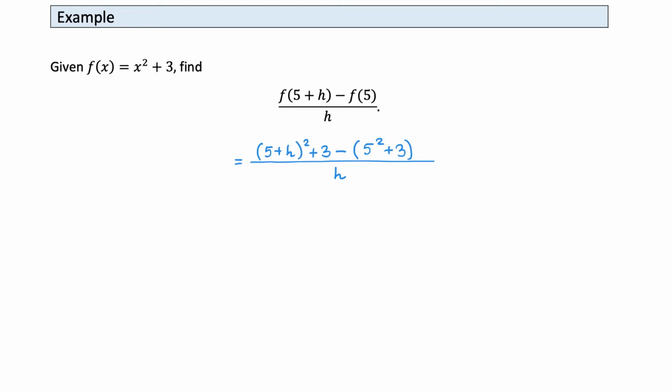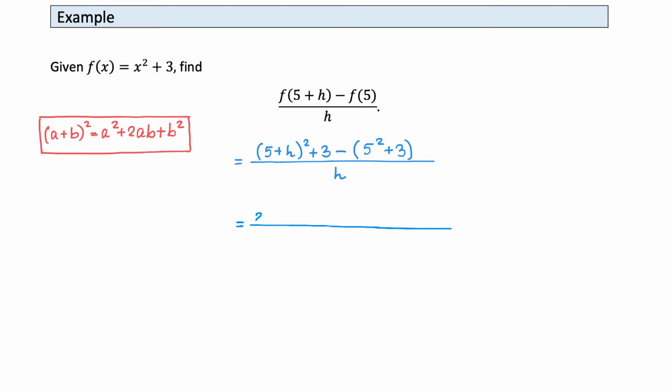To raise 5 plus h to the second power, we will use the formula a plus b to the second power equals a squared plus 2ab plus b squared. So then, in the numerator, 5 to the second power is 25. 5 times h is 5h, doubled is 10h. h to the second power. Then we will bring down plus 3. And then in parentheses, 5 squared is 25 plus 3, 28. All this will be divided by h.